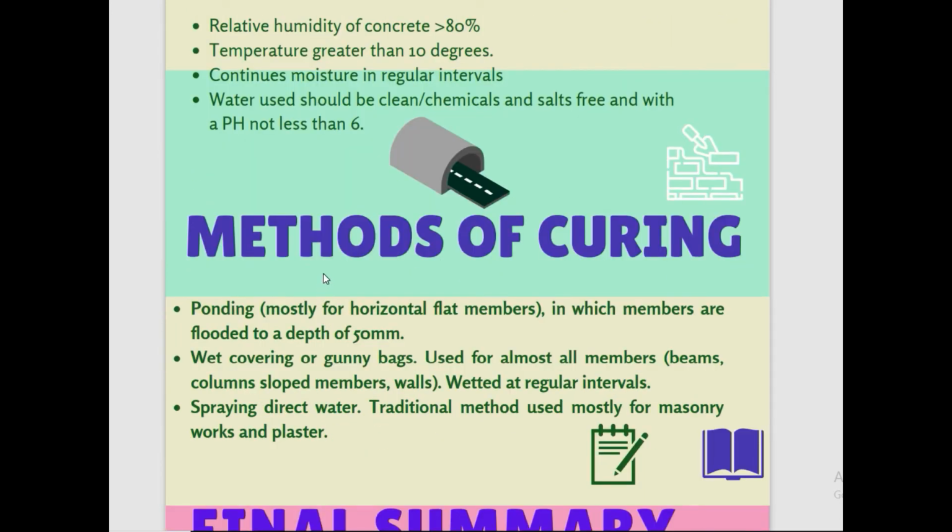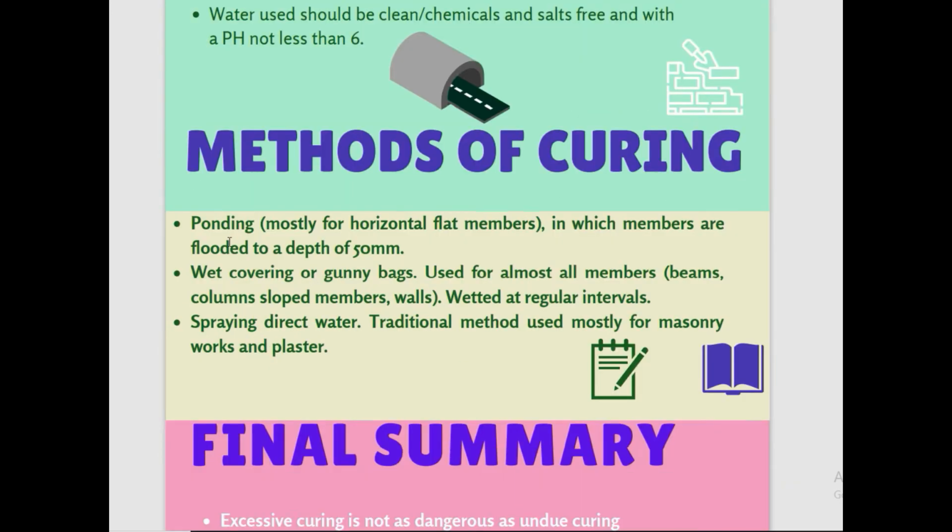Moving on, it says what are the methods of curing? Well, the first method is ponding, which is mostly used for flat members, in which members are flooded to a depth of 50 millimeters. So edges of mortar are made, and the slab is flooded to a depth of 50 mm. That's ponding. And then we have the wet coverings or gunny bags, which are mostly used for vertical or any other members. And then again, they're wetted at regular intervals throughout the day. Usually 2 to 3 times a day is more than enough, I believe.